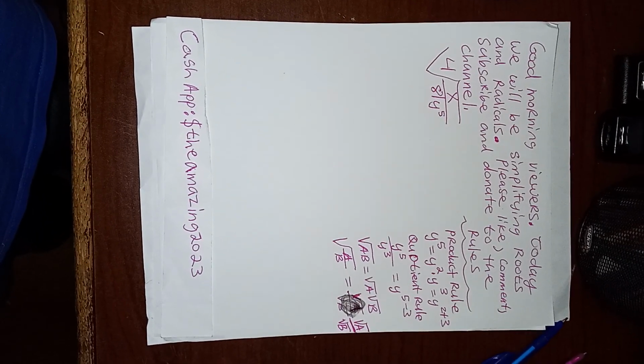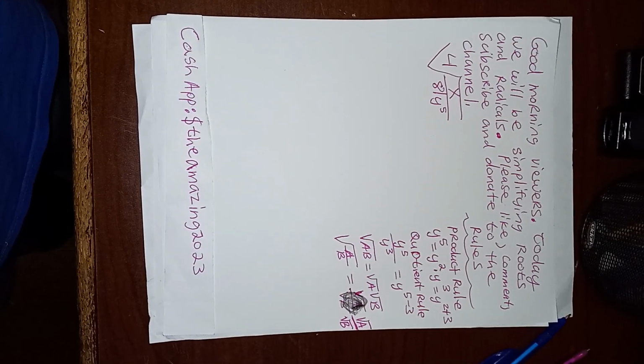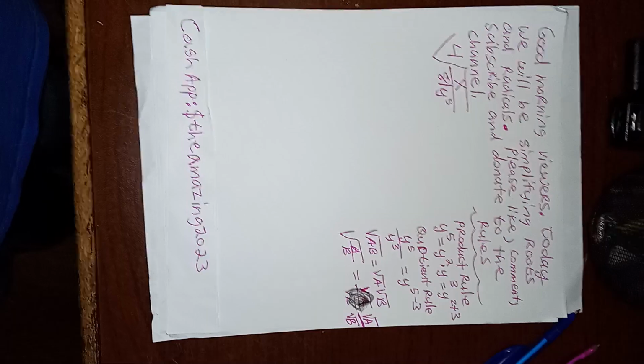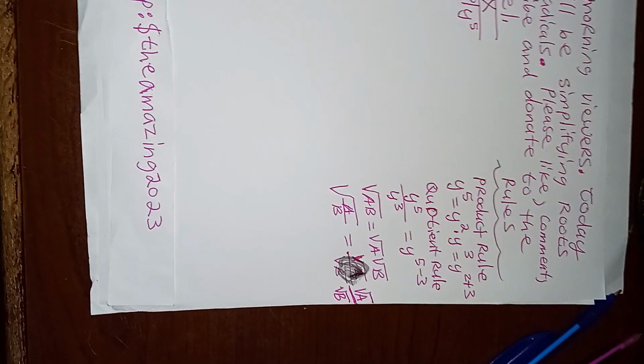Square root of AB is equal to square root of A times square root of B. Square root of A divided by B is equal to the square root of A divided by square root of B.